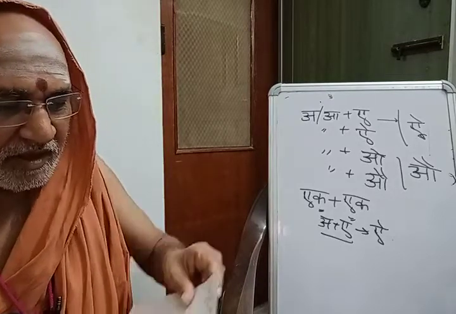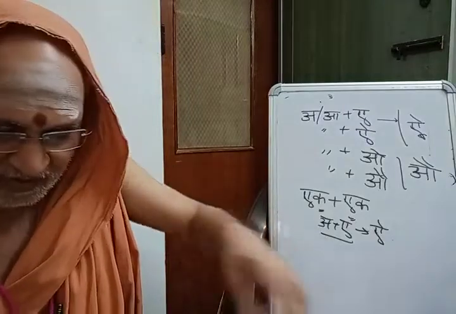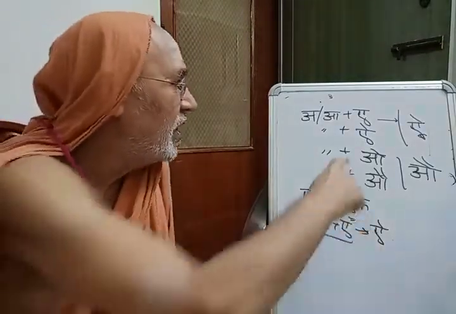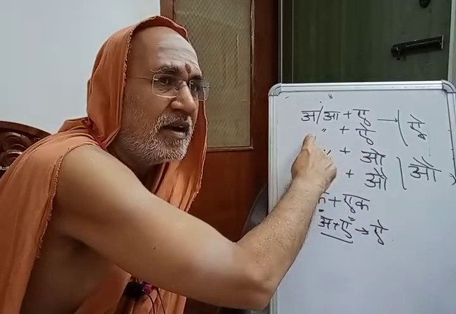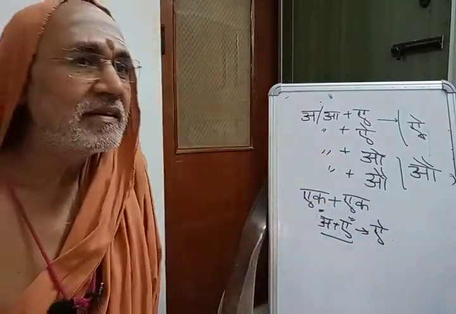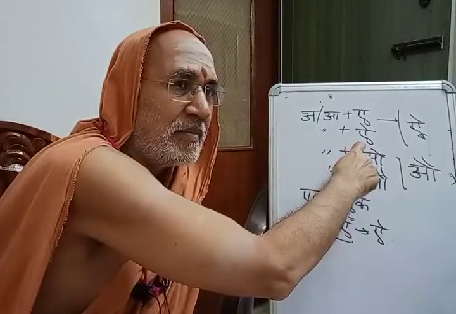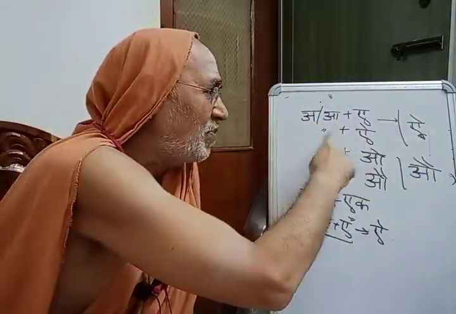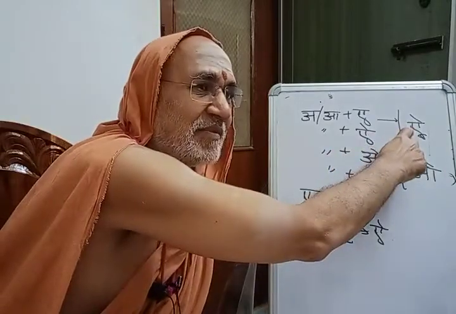Eka plus Eka, Ekaika we have told. Brahma plus Aikyam, Brahma, ending letter A, Aikyam, Brahma plus Aikyam, Brahmaikyam. So A plus I becomes again same I.